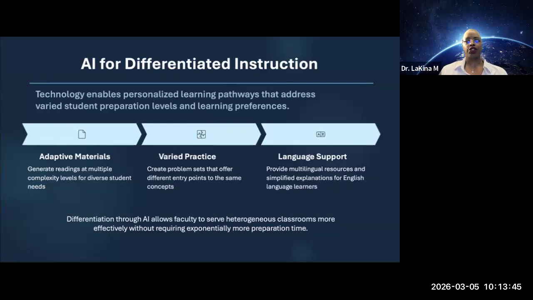For English language learners, AI can provide simplified explanations or multilingual glossaries that support comprehension. The critical thing here is that differentiation does not mean lowering standards. It just means varying the pathways while maintaining consistent learning objectives. AI allows us to serve heterogeneous classrooms more effectively without exponentially increasing preparation time.